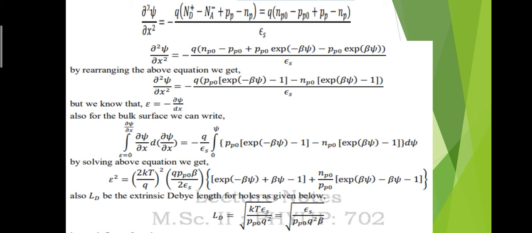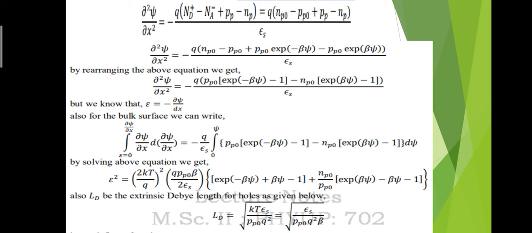So epsilon is equal to 0 to ∂psi/∂x, or for the ∂²psi/∂x² we can write ∂psi/∂x into ∂psi/∂x, and here the derivative and integration get cancelled with each other and our remaining terms are as they are. So here minus q divided by epsilon s, integration from 0 to psi, PP0 bracket exponential of minus beta psi minus 1 bracket complete, minus NP0 in bracket exponential beta psi minus 1, into d psi. So this is the integrated term.